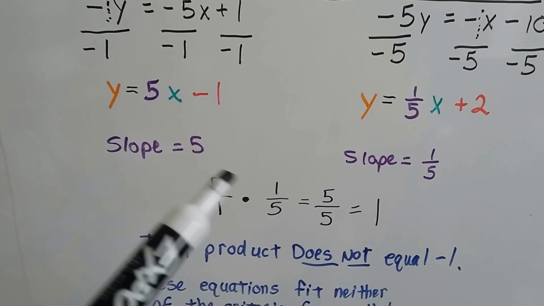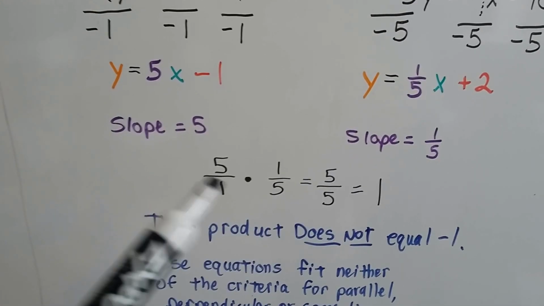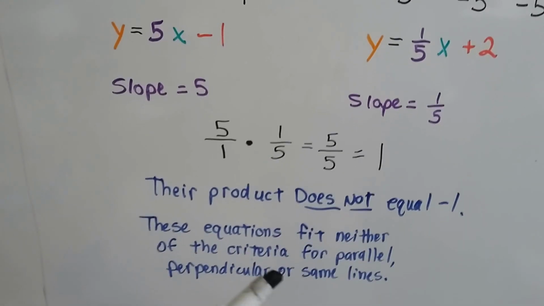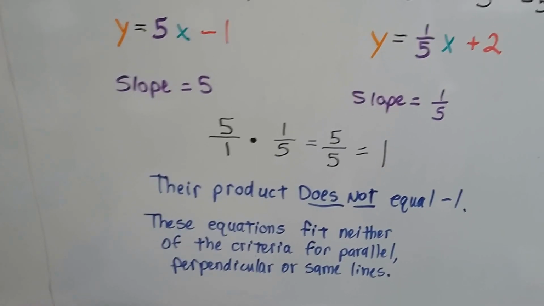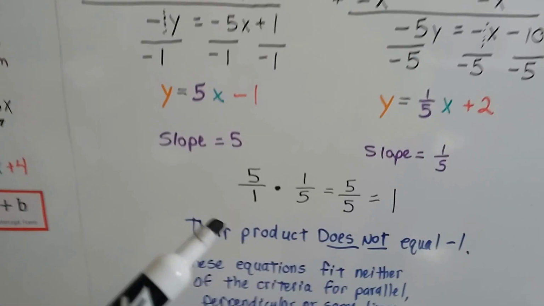The slope of this one is a 5. The slope of this one is a 1/5. If we multiply them together, we get a positive 1. Their product doesn't equal a -1. So they're not perpendicular. Are they parallel?